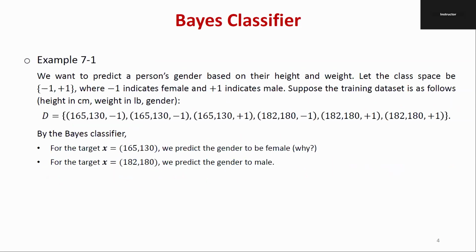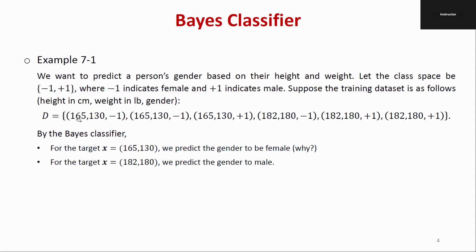So here is an example to show how we indicate it. Suppose we want to predict a person's gender based on their height and weight. Now I have some data here. Suppose -1 is female, +1 is male.